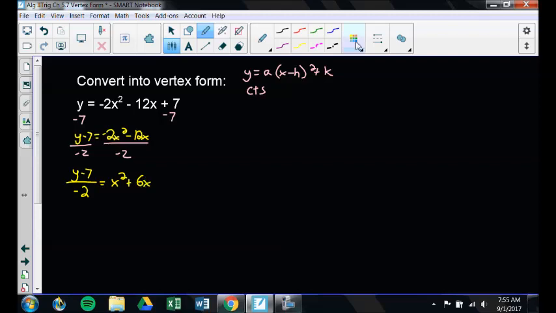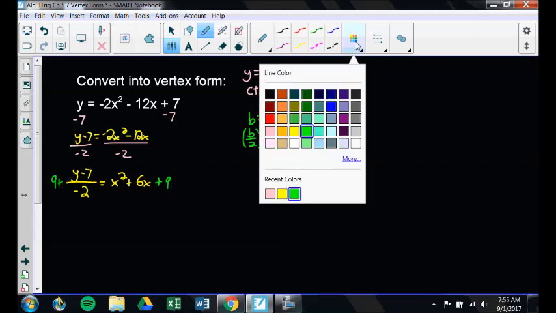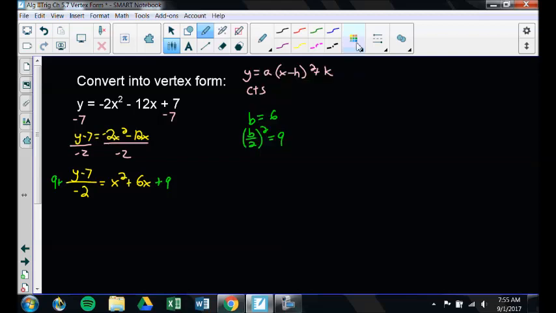Now I have a new b term. My b term is 6. So b over 2 squared is 9. I'm going to add a 9 here and add a 9 here. Again, the left side I'm not going to simplify. I'm just going to leave this as y minus 7 over -2 plus 9, but the right side can factor. This factors into x plus 3 times x plus 3, which is x plus 3 squared.